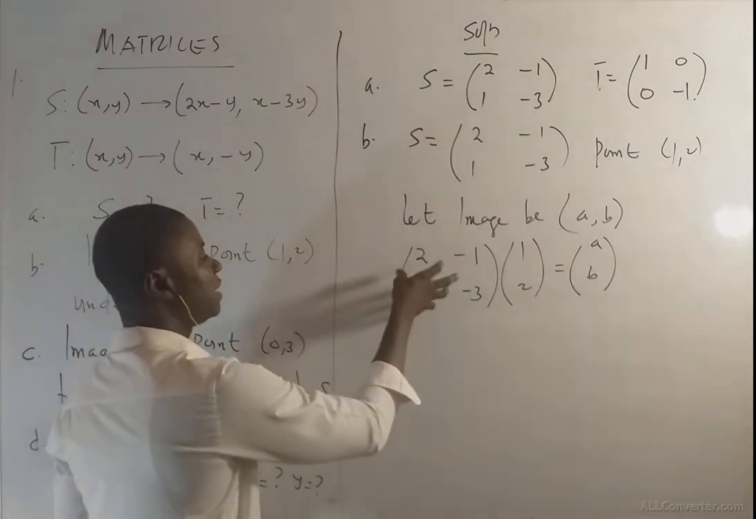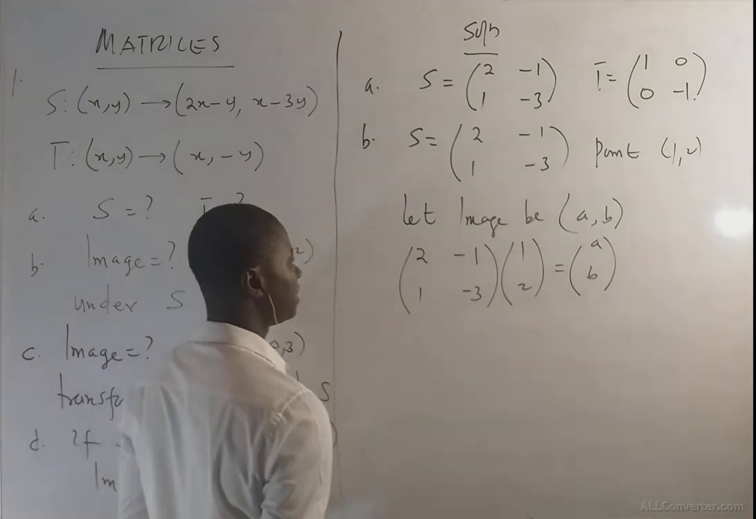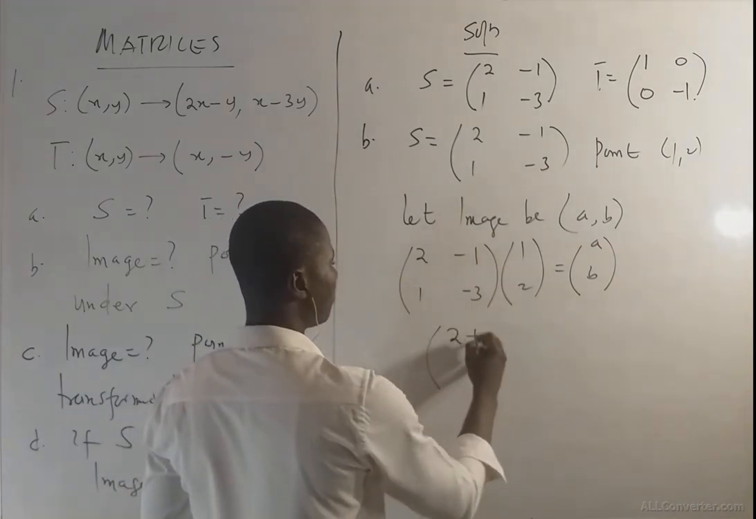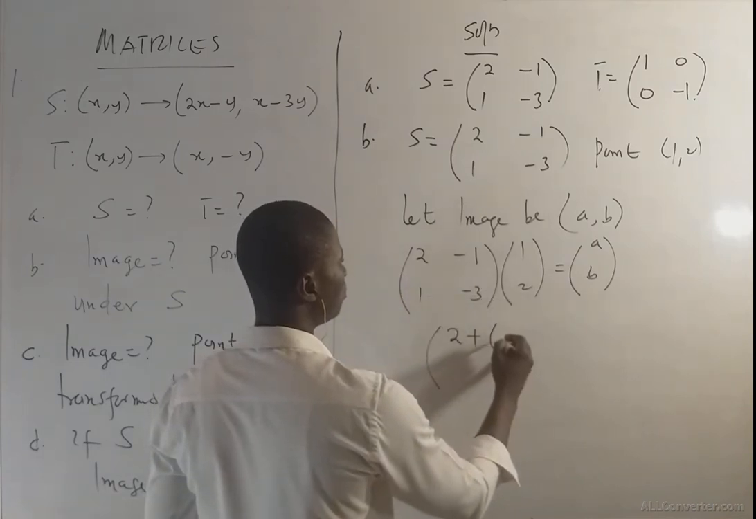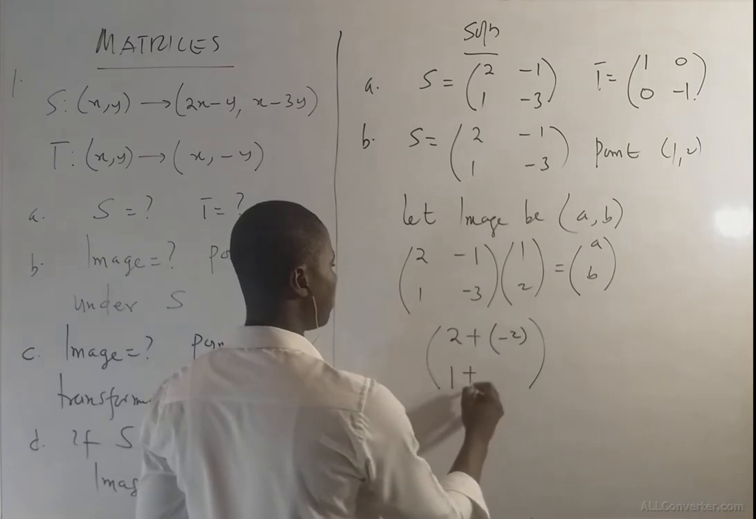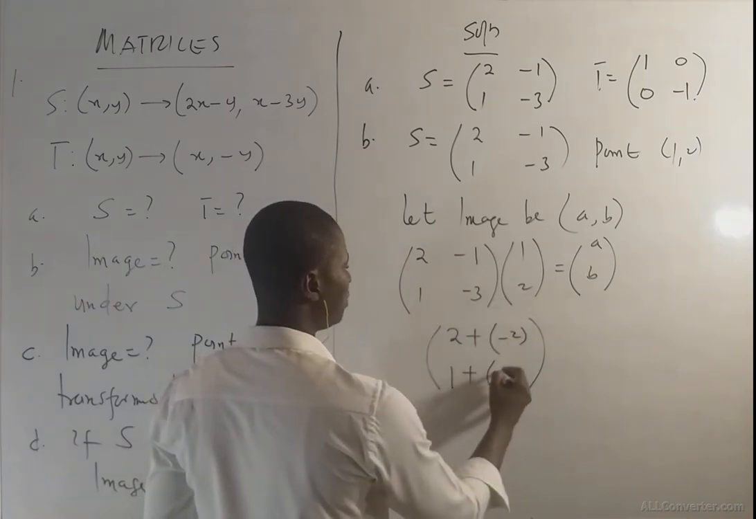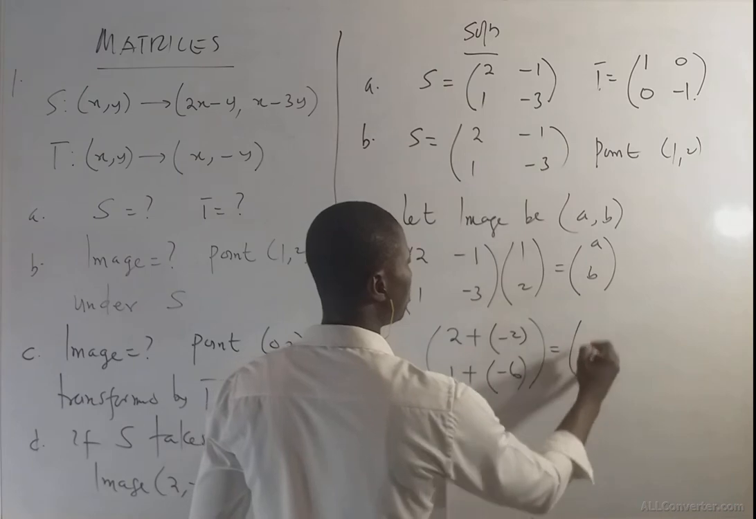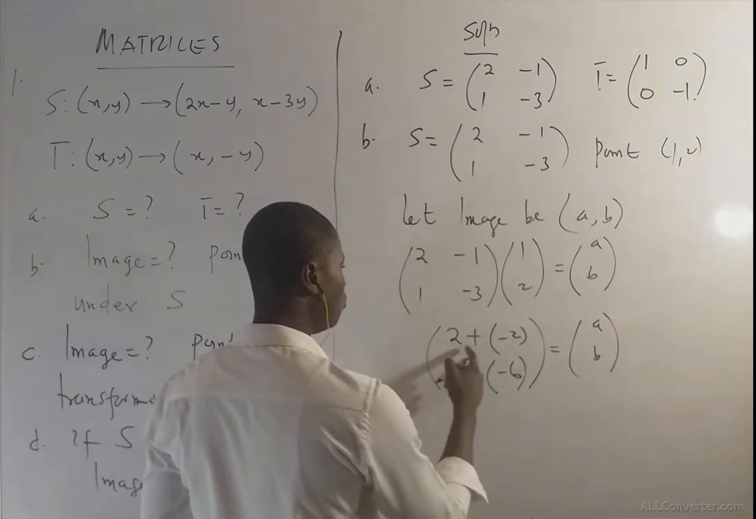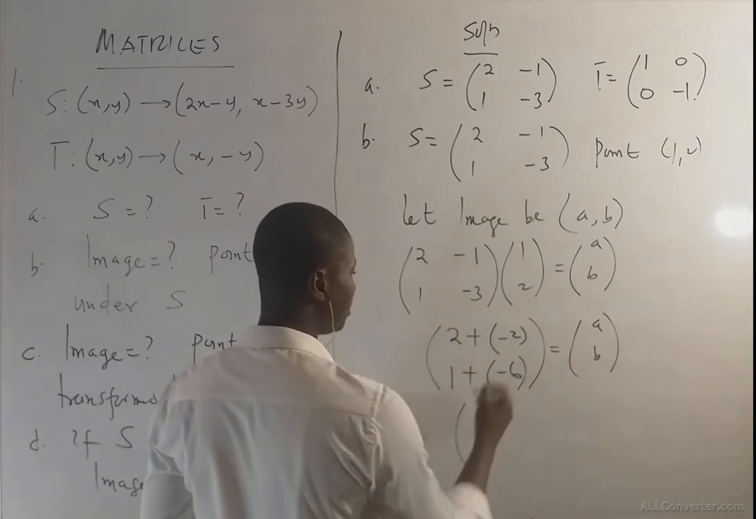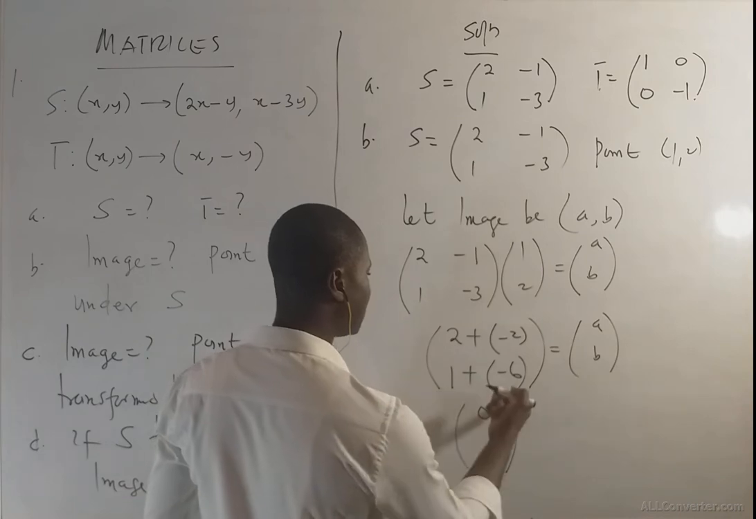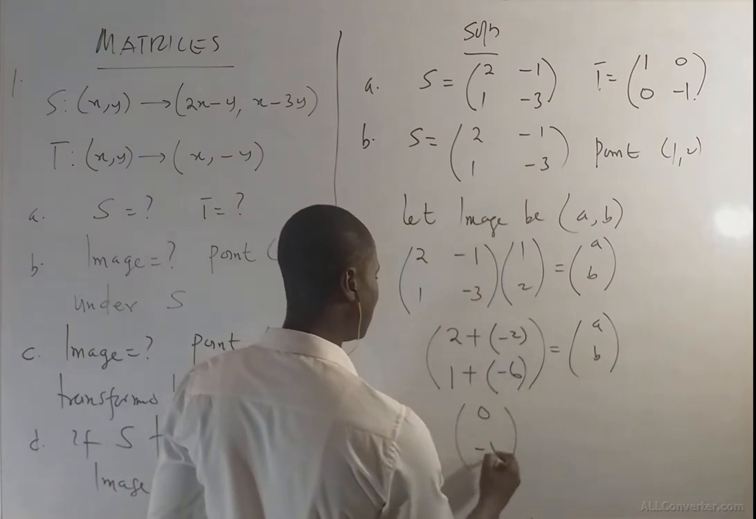Now we are multiplying the 2 by 2 matrix by the column matrix. So how do you multiply? 2 times 1 will give us 2 plus minus 1 times 2, and this will give us minus 2. The 1 times 1 is 1 plus minus 3 times 2 gives us minus 6. So this should be equal to AB. Now let's simplify. We have 2 plus minus 2, which is 2 minus 2, and that's 0. Then we have 1 plus minus 6, that will be 1 minus 6, and that is minus 5.